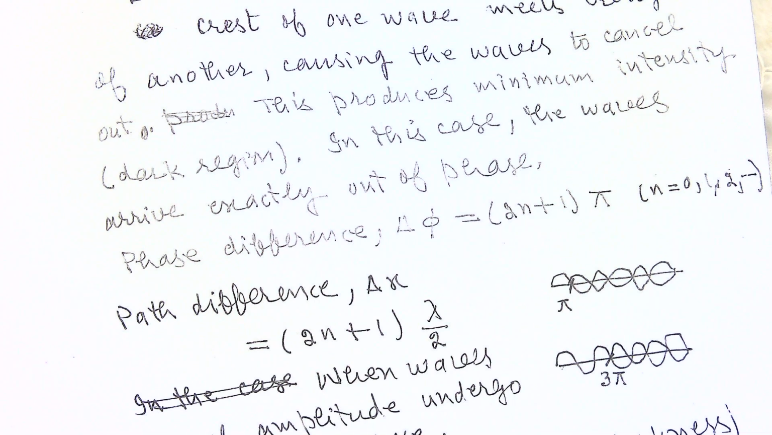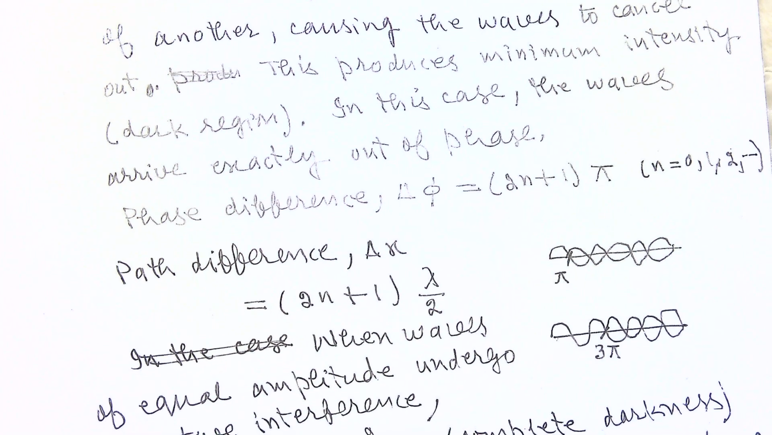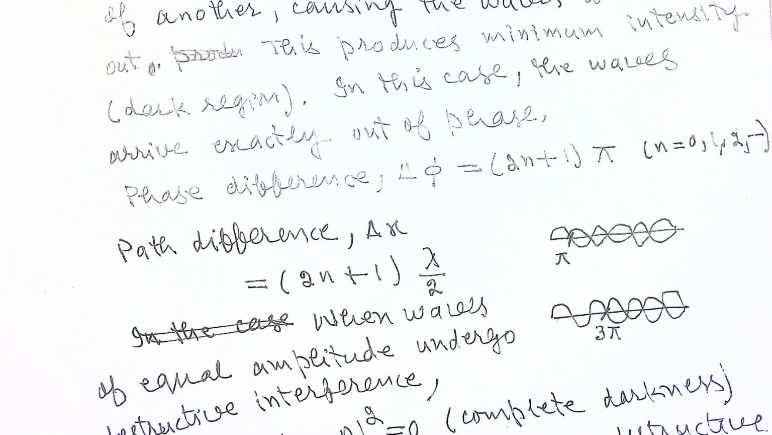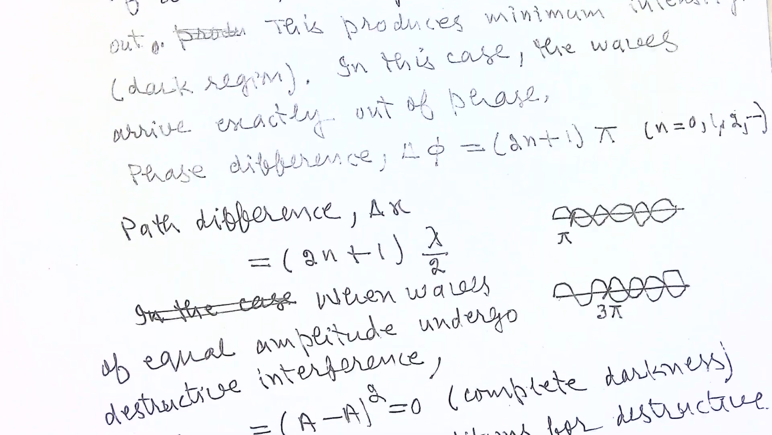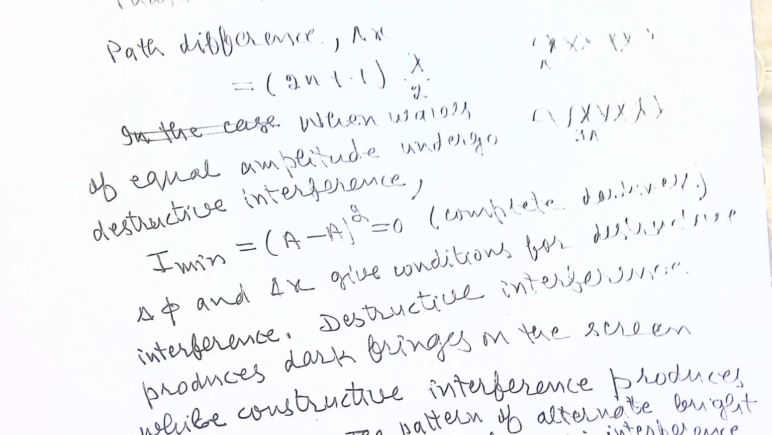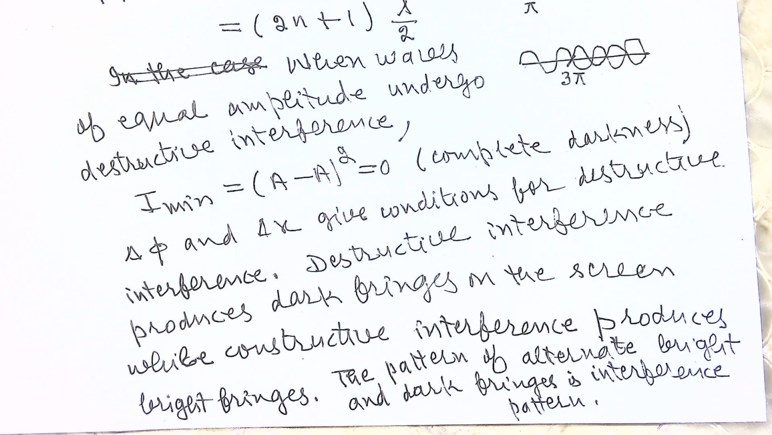When two waves of equal amplitude undergo destructive interference, I minimum is equal to (A minus A) whole square, which is equal to 0. This gives complete darkness, and we can say a dark fringe also. Delta phi and delta x give conditions for destructive interference. Destructive interference produces dark fringes on the screen, while constructive interference produces bright fringes. The pattern of alternate bright and dark fringes is the interference pattern.